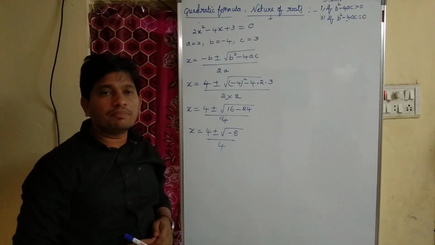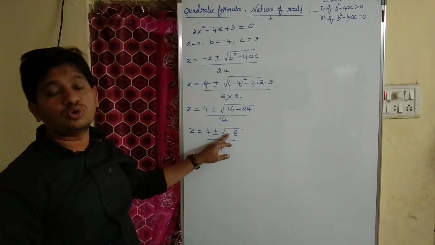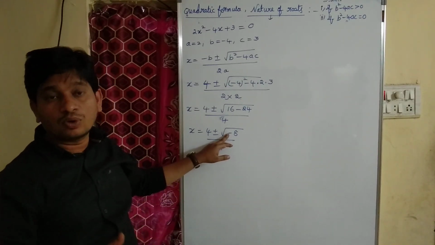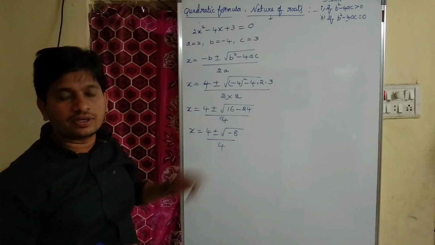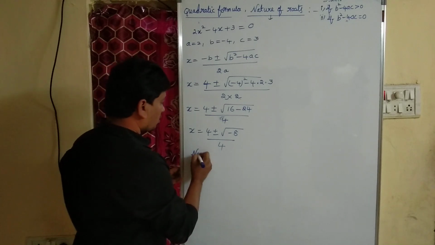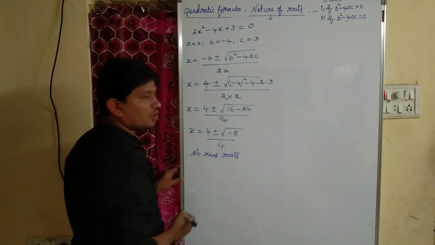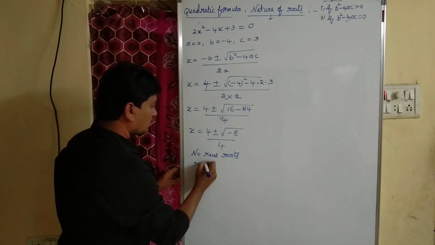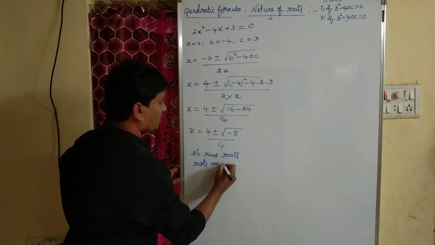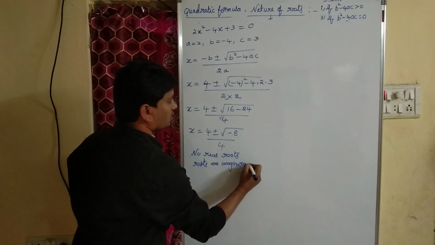Previously we have discussed the same quadratic equation. There is no such number whose square root is minus 8. Can we find the roots here? There are no real roots at all. No real roots. Also we can call it as the roots are imaginary. They are imaginary roots.